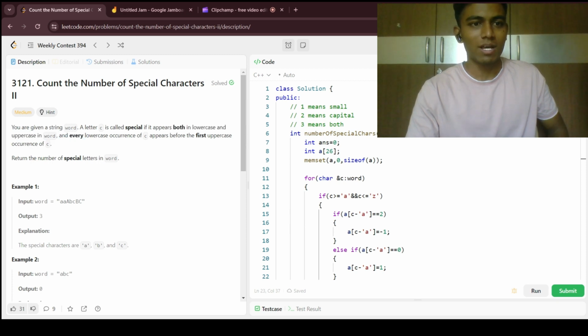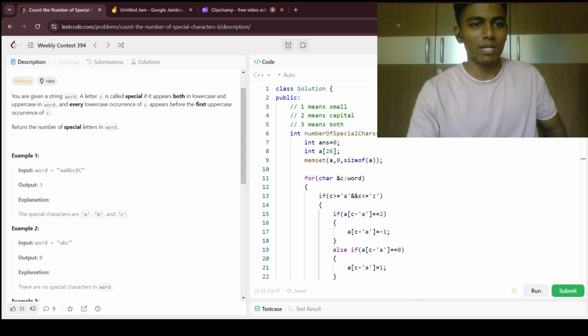And then every lowercase occurrence of C appears before the first uppercase occurrence of C. That means, suppose let's say I have a, and then it contains again a, and then we have capital A. So all the lowercase letters of a occurred before the capital letter of A. So we are going to consider this particular letter as a special letter.